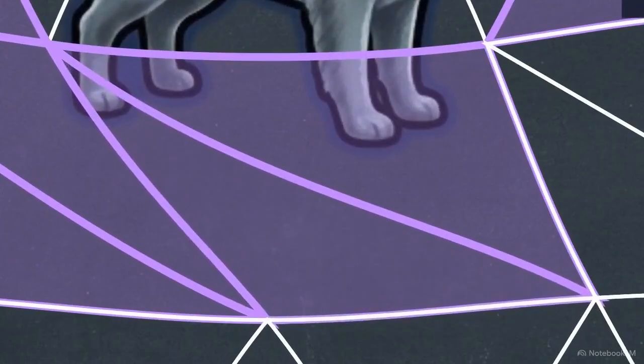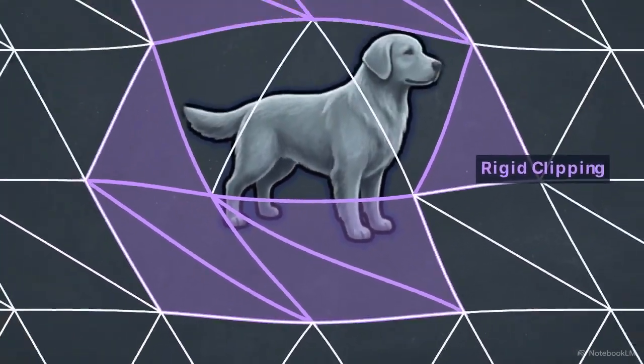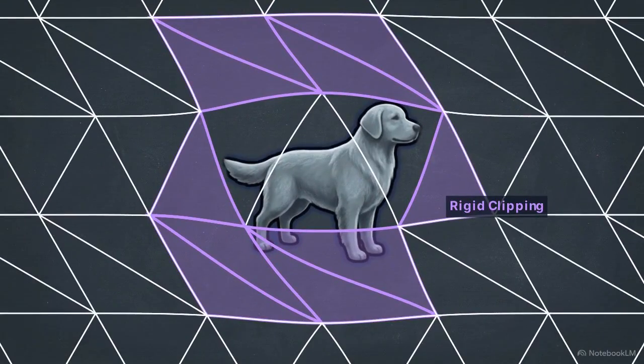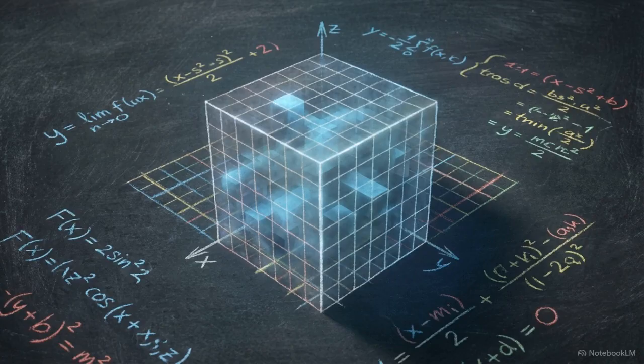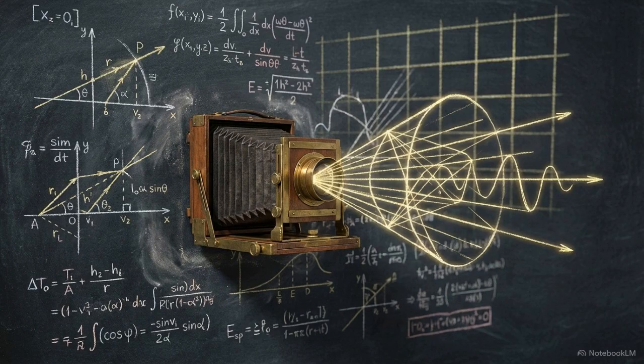As you can see, rigid geometry struggles to map onto complex surfaces like a dog's fur. In 2020, researchers attempted to solve this using neural radiance fields, or NeRFs. By using AI to calculate exactly how light moves through a specific 3D volume, they achieved true photographic realism.